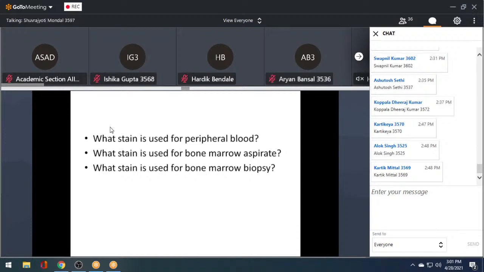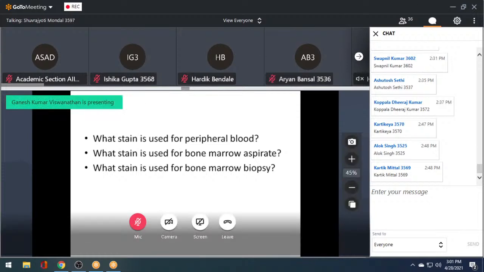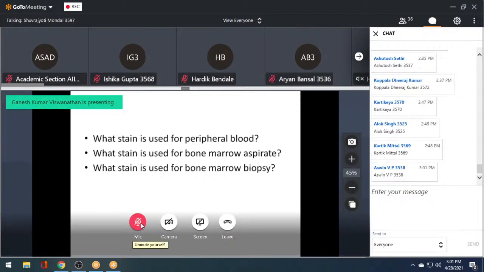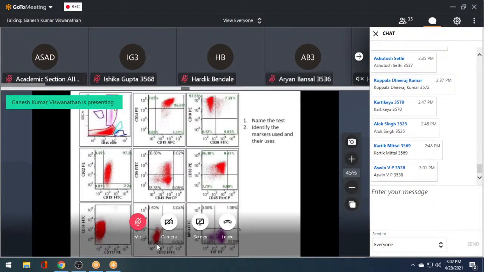Yes, sir. So we are talking about the stains used for different types of samples. So what is the stain used for staining a bone marrow biopsy? Not very sure, sir, but certain kinds of Romanowsky stains are used. We can also use an H&E stain. So you can't use Romanowsky stains. You have to use an H&E stain. Only H&E stains are used for biopsy. Okay.